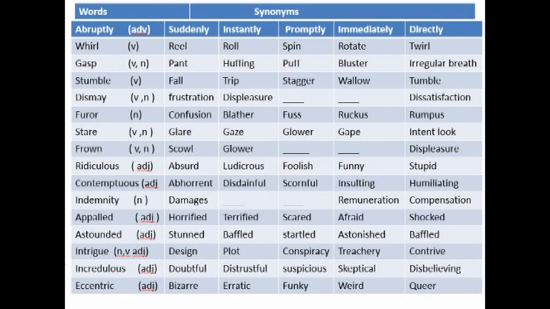The next word is intrigue. This is a very important word. It has different usage. It is used as a noun, verb, and also as an adjective. It means design. Design, we say for a scheme, a strategy, a plan. It is also called a plot, a conspiracy, treachery, or to contrive.